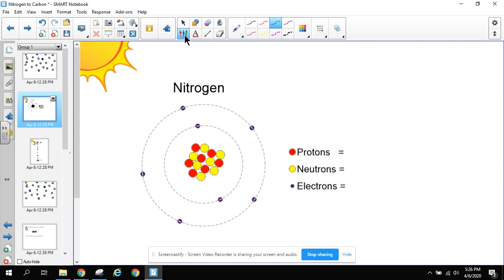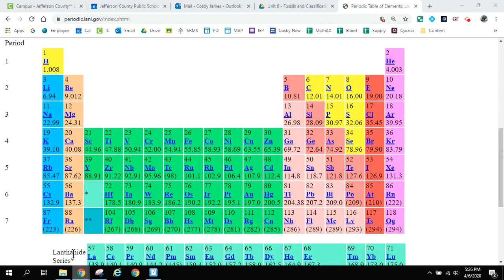In this atom of nitrogen, there are one, two, three, four, five, six, seven protons. And if we look at the periodic table of elements, right here, nitrogen, N, has seven protons. That's why that number is associated with nitrogen. Every atom of nitrogen in the universe has seven protons. If it had eight protons, it would be oxygen. If it had six, it would be carbon, right?